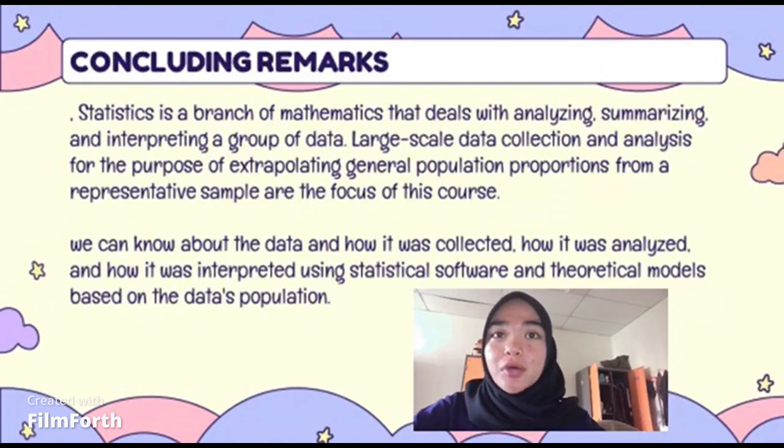So, in this report, we can know about the data and how it was collected, how it was analyzed, and how it was interpreted using statistical software and theoretical models based on the data's population.